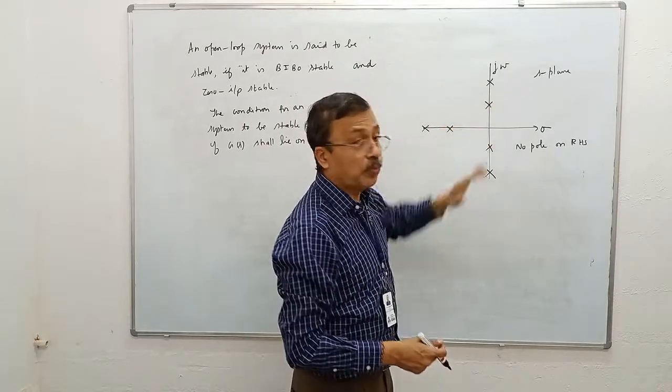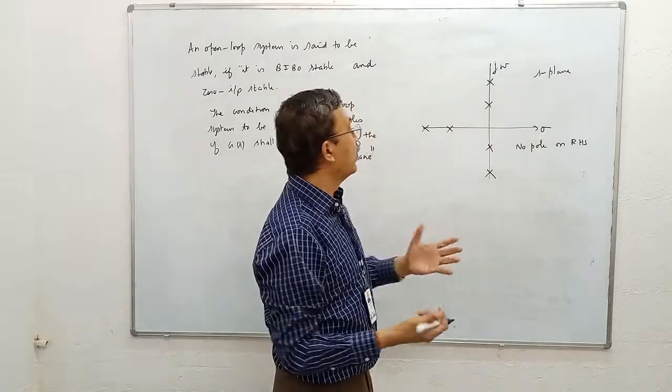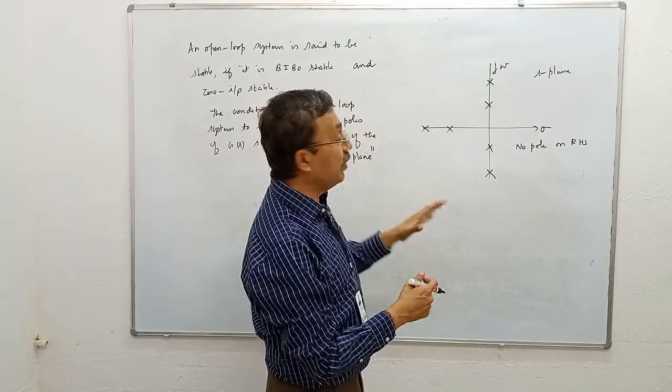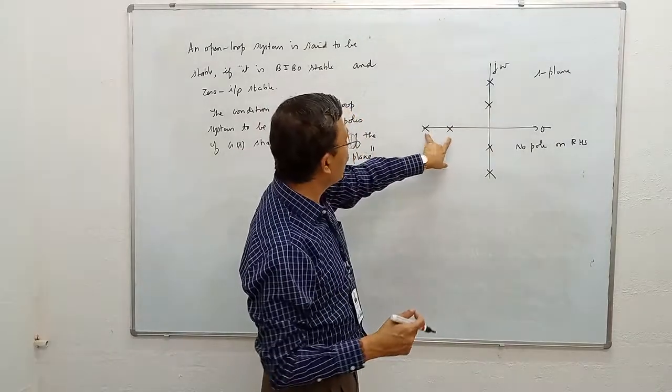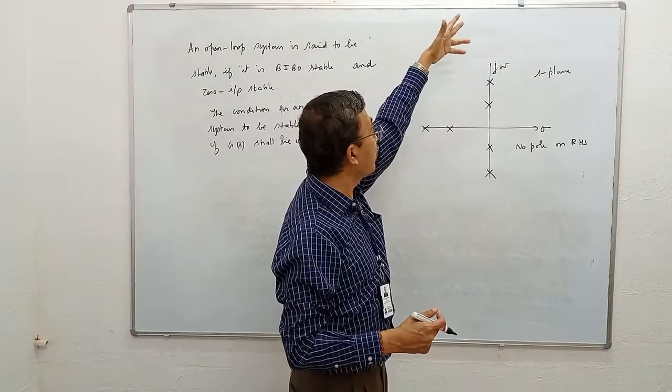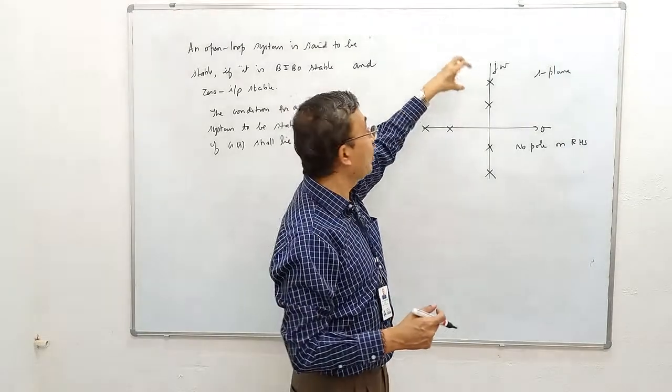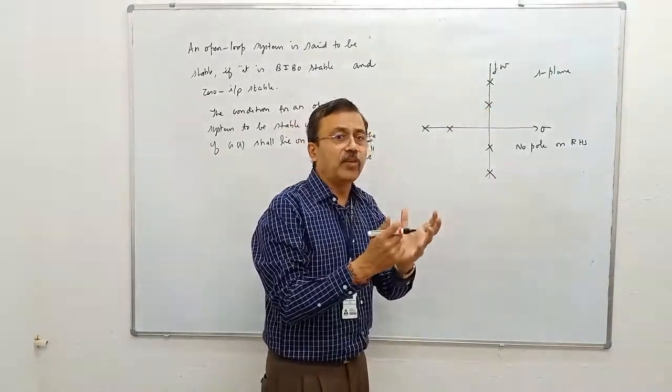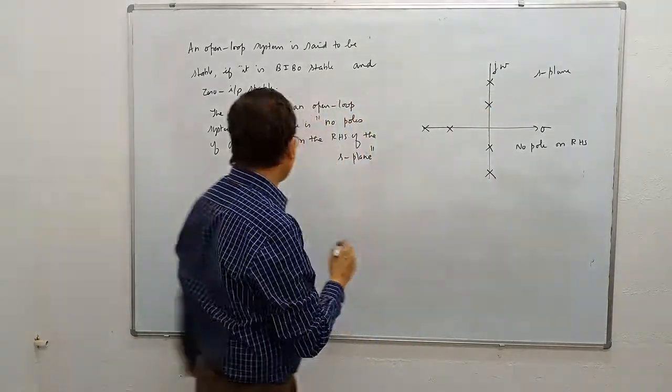However, the complex poles will always be conjugate poles. Let us say we have a system having 6 poles. Two poles are on the left hand side, and the remaining poles are on the j omega axis non-repeatedly. These are called simple poles. Then the system is said to be marginally stable.